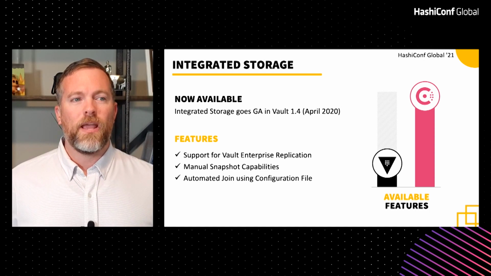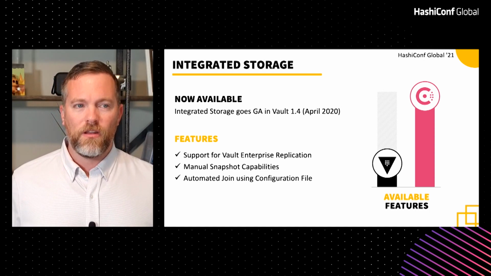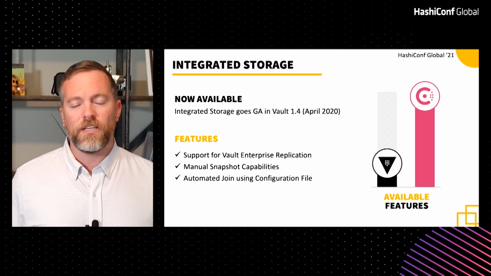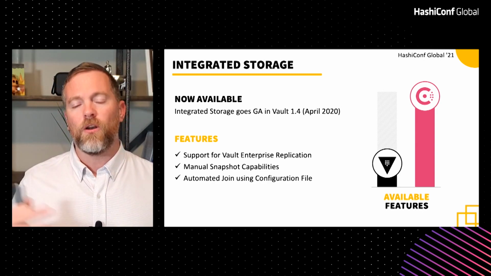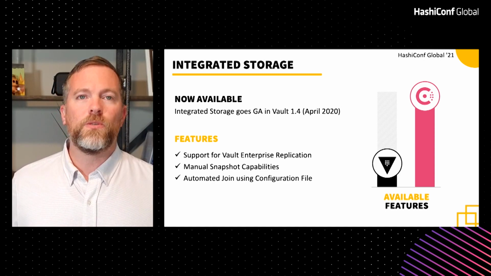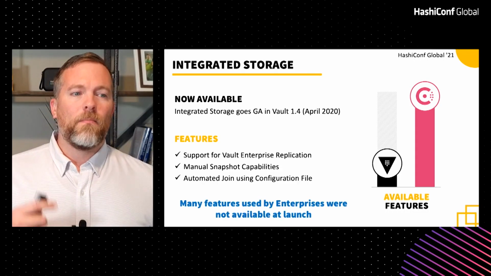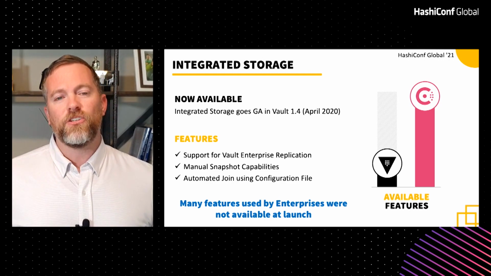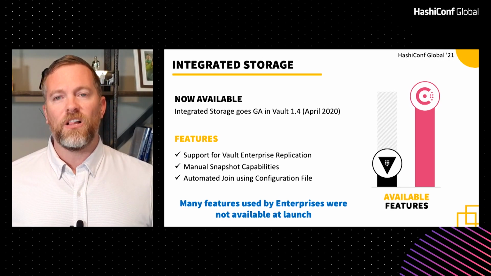When it was first announced, we have support for Vault Enterprise replication. We have manual snapshot capability, so we can take a snapshot of our data and save it locally or move it to a cloud solution or something like that. And then we also have automated join using the configuration file. What I mean by that is inside of your configuration file, you can have retry joins, just like Consul, if you're familiar with that, and you can point to all your other nodes. So when you start your Vault service, it would go out and connect to those other nodes and form a cluster for you. As we go on, many features used by enterprises were not necessarily available at launch.